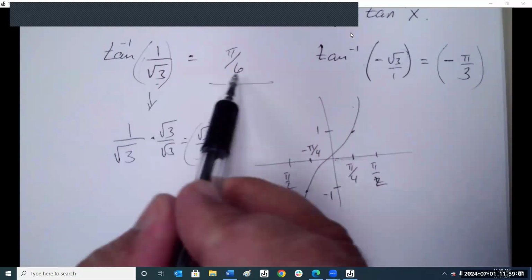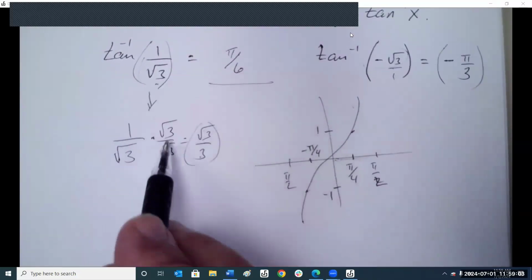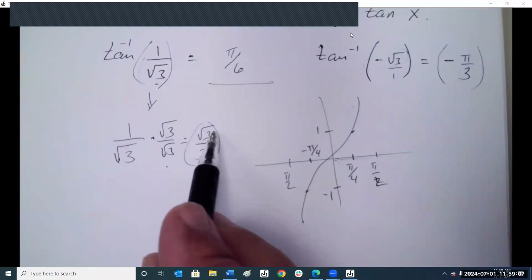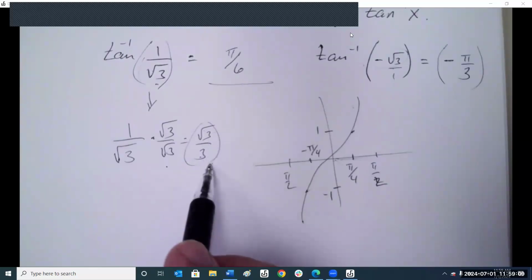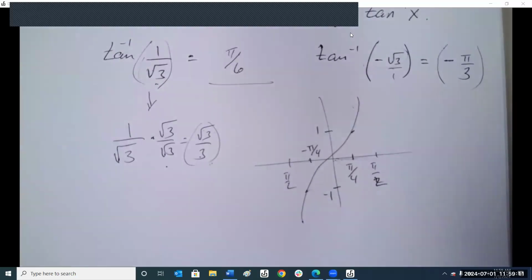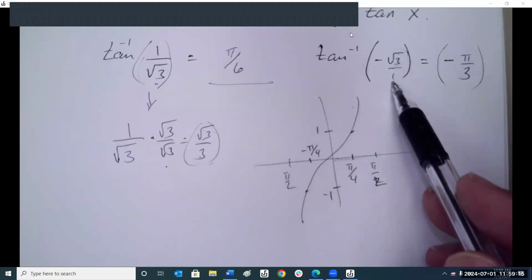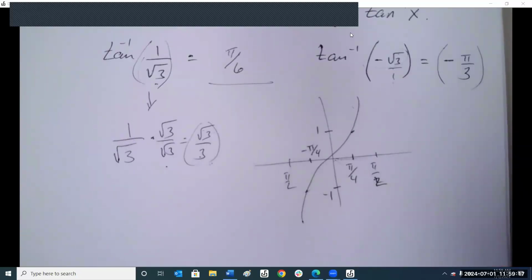Because 30 degrees would be square root of 3 over 3. Square root of 2 over 2, or square root of 3 over 2, would be pi over 4. Square root of 3 over 1 would be pi over 3. So again, if you look at this, the angles in which tangent moves, this is going to be the hardest part about inverse functions. You have to go backwards.